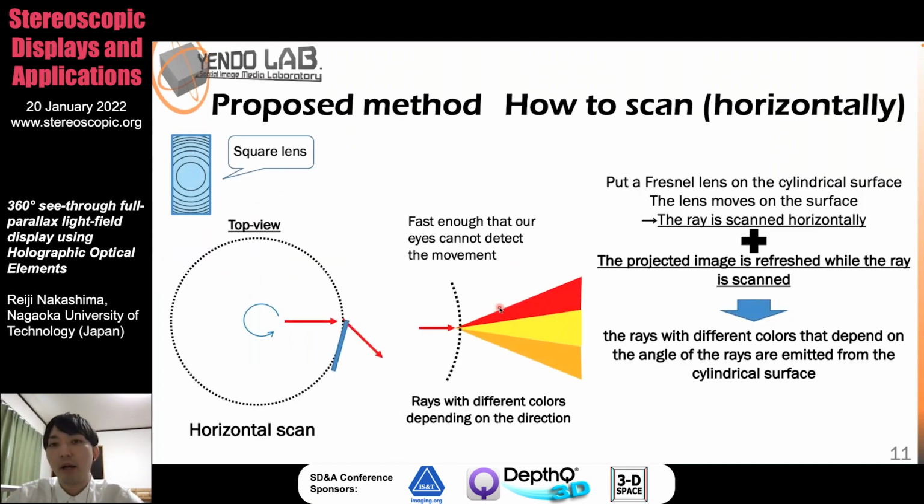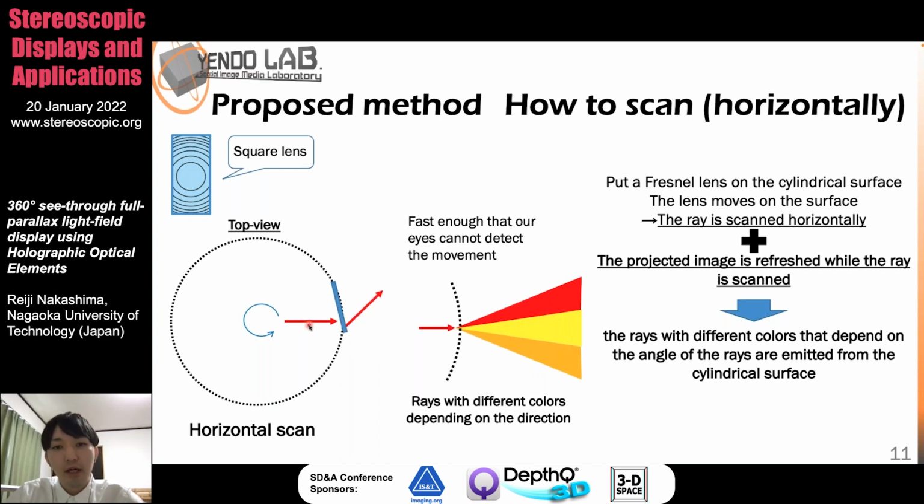Next, I will explain how to scan the projection rays horizontally. This is the cylindrical surface from the top view. For example, if a square lens is set on the cylindrical surface, and as the lens moves on the surface, the direction of the ray from the projector, as shown by this red arrow, is changed, like this. The ray from the projector is scanned horizontally by the moving lens.